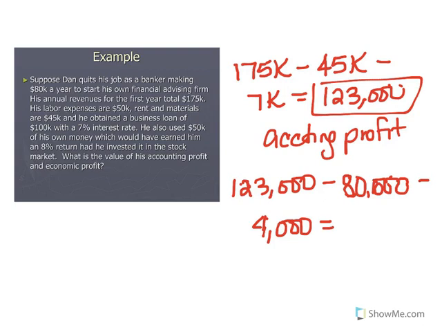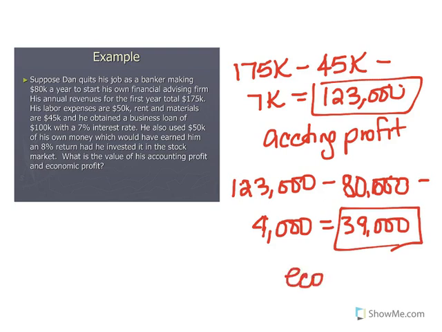So if we do 123,000 minus 80,000 minus 4,000, we come up with a positive 39,000. So the value of his economic profit is 39,000. So again, that's the same thing as saying he's $39,000 better off than what he would have been had he kept his resources in their previous use.